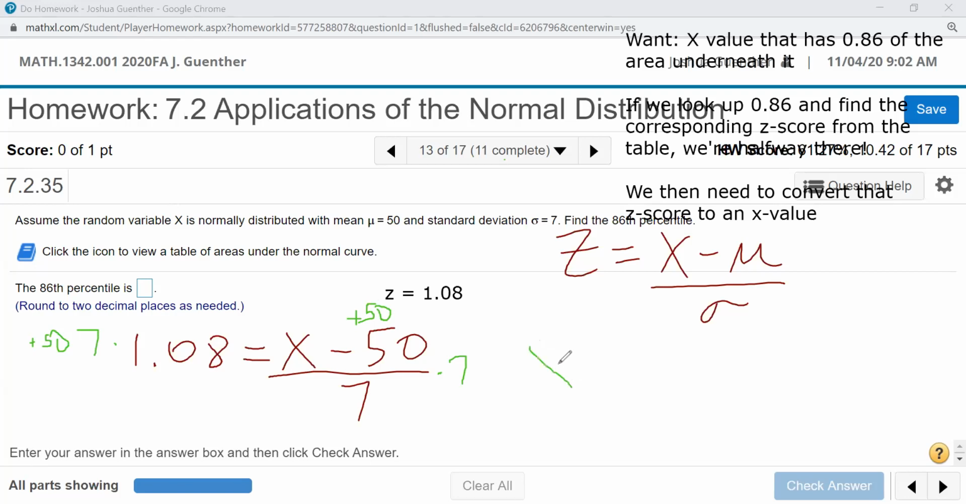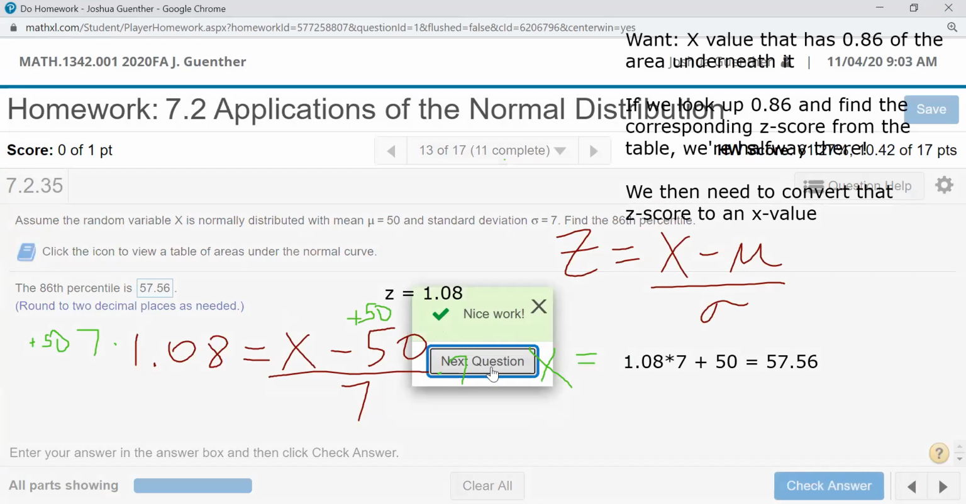And so ultimately you're going to end up with x equals 1.08 times 7 plus 50. Oh, and that's going to give us 7.56 plus 50, 57.56. And of course, you can use a calculator for that. You don't have to do it in your head.